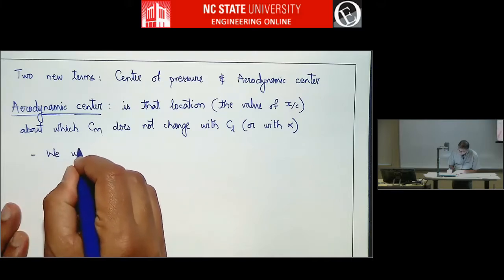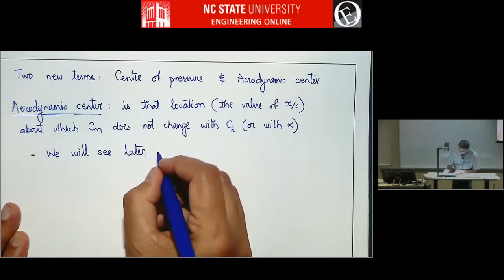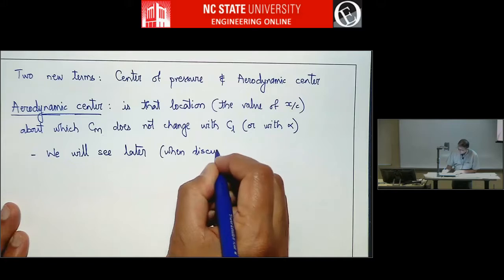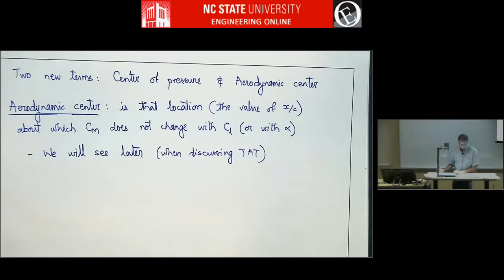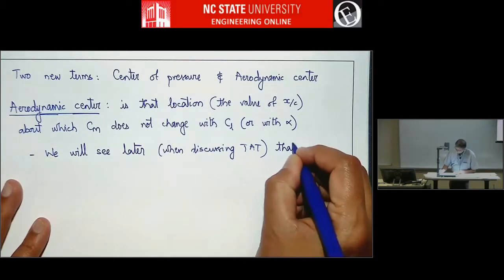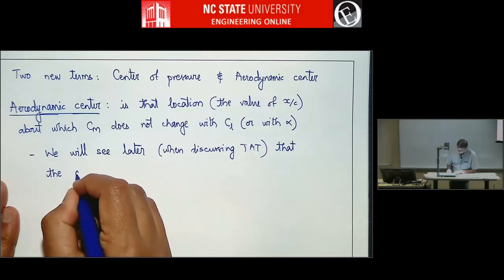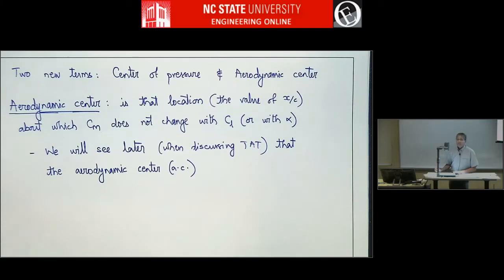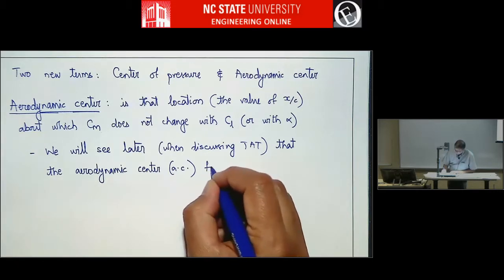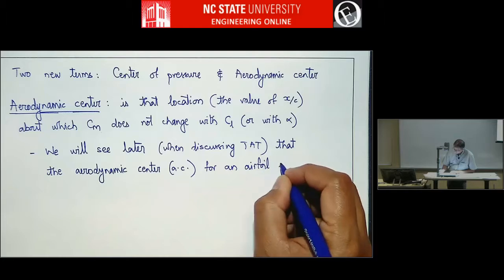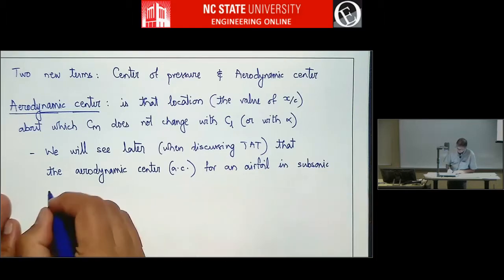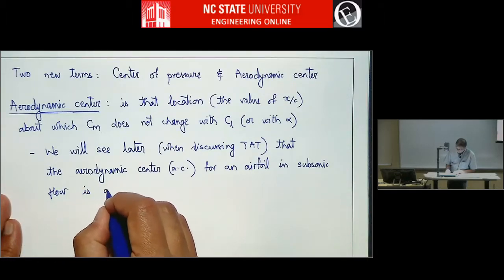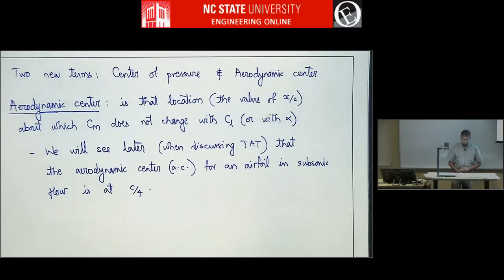So we will see later when discussing thin airfoil theory, which I'm going to write in short form as TAT, that the aerodynamic center, which we often shorten and write as AC, for an airfoil in subsonic flow is at quarter chord. So this is why pitching moment about the quarter chord is often more relevant than pitching moment about leading edge or trailing edge or something else.